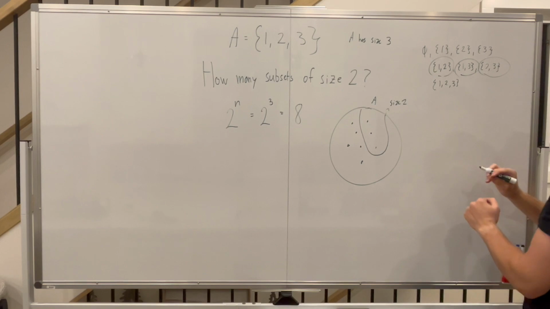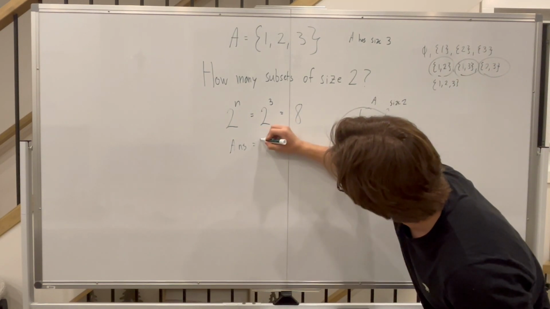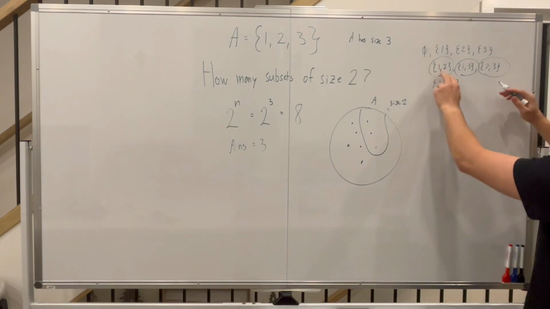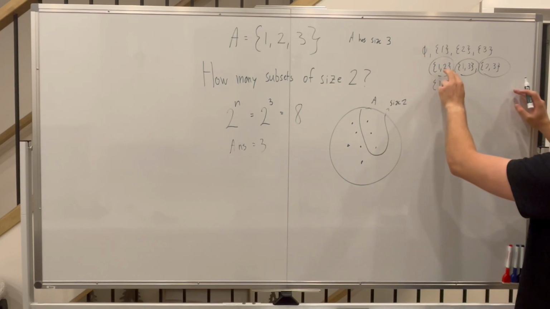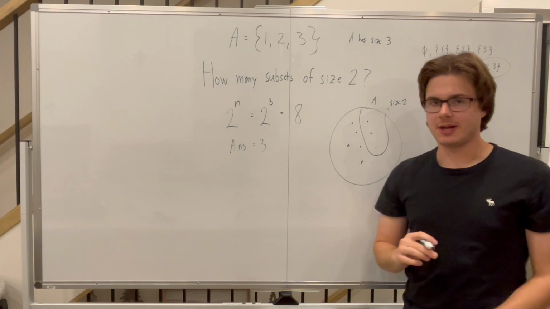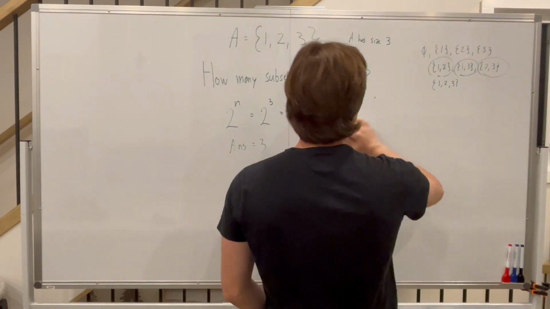Well, we know the answer in this case is in fact going to be 3, because we can write them all out and we can visually see there's only 3 subsets of A that have size 2, or have 2 elements. But how would you do this for a more complicated problem? To do that, we're going to have to introduce some new notation.